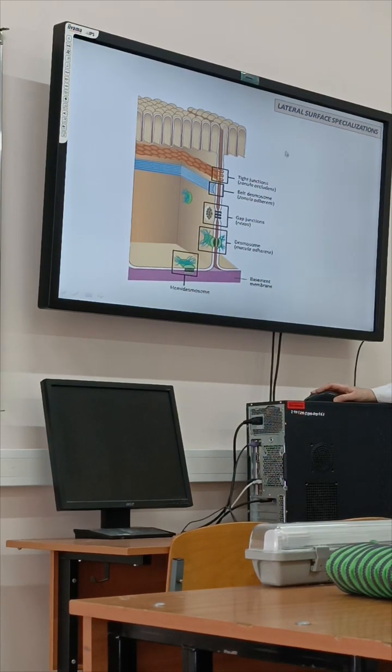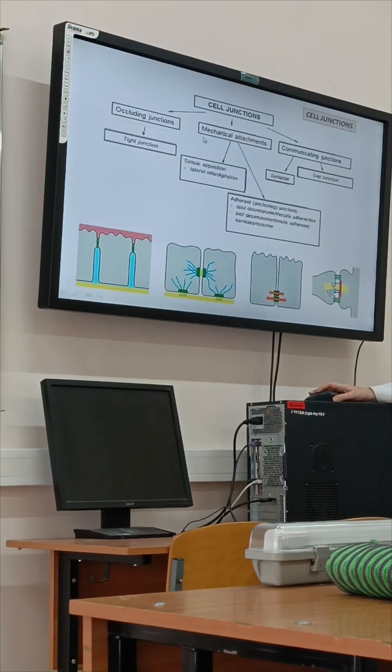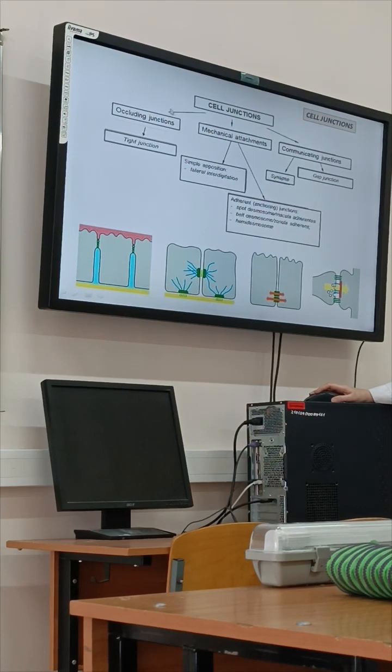Specialization of lateral surface. We can see different junctions that join cells with each other. Cell junctions have different functions. We identify a group of occluding junctions, for example tight junction. Such junctions do not allow any molecules to pass between cells.